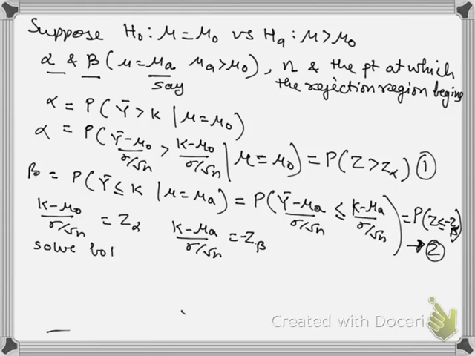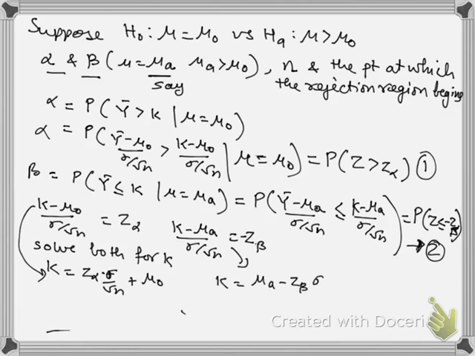So from this one, k is z alpha times sigma over square root of n plus mu naught, and from here k is mu a minus z beta sigma over square root of n. So if we equate both of them, that means z alpha times sigma over square root of n plus mu naught is equal to mu a minus z beta times sigma over square root of n.